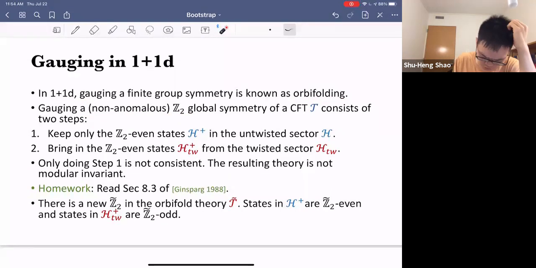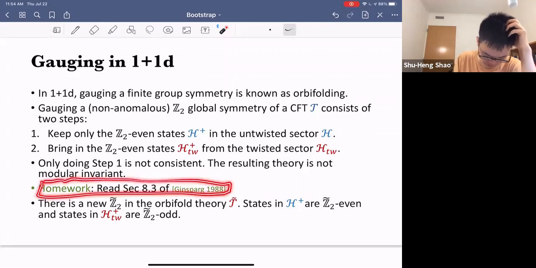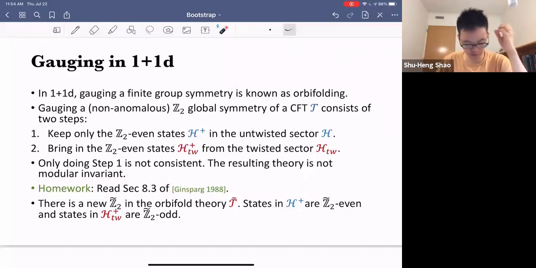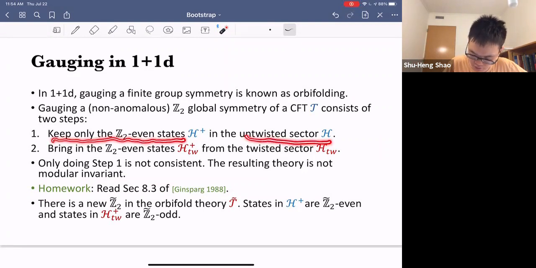For those of you who are not familiar with orbifolding in 1+1D, I recommend reading the famous review by Ginsparg, and this is discussed in every textbook. Here, I'm just going to spell out the procedure, but I will not derive it carefully. Importantly, there are two steps. First, you keep only the Z2 even states in the untwisted sector. The untwisted sector is your space of local operators. The plus means that I'm only keeping the Z2 even states. This is completely intuitive and natural, right? You gauge the Z2 symmetry, so you throw away all the Z2 odd guys and keep the Z2 even guys.